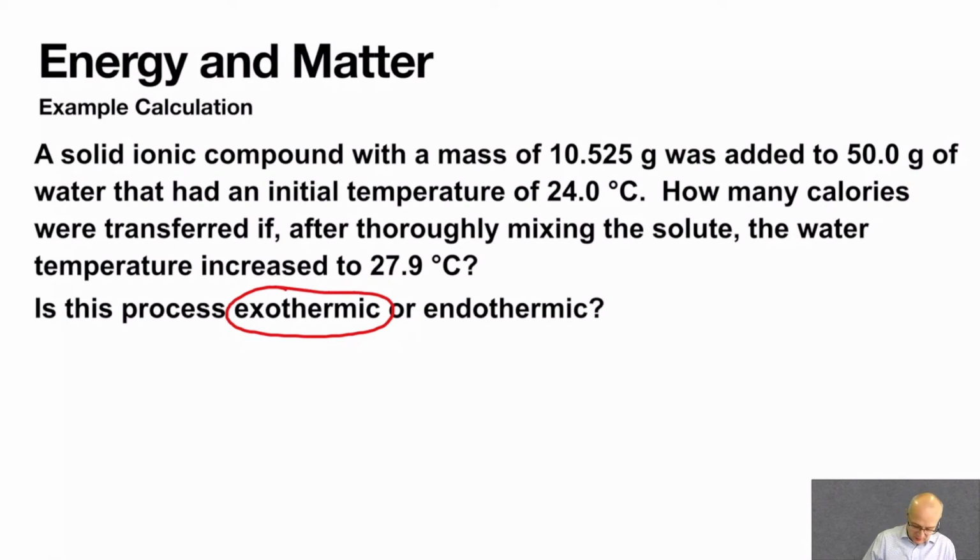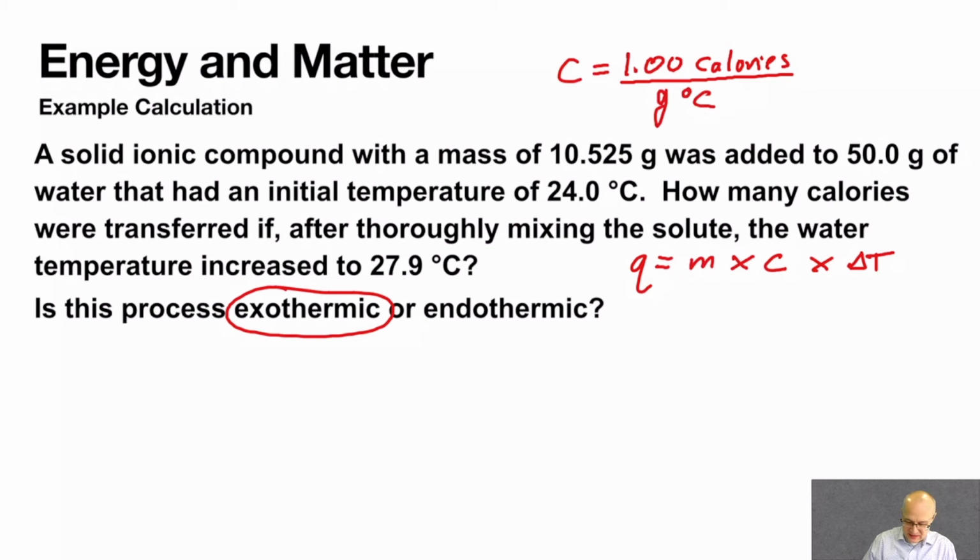Now, remember, Q equals mass times C times delta T. Well, the C is the heat capacity of water, because this is done in water, right? It doesn't say, but let's assume it's in water. 1.00 calories per gram degrees Celsius. So that's C. That's just going to be put in here. C is a constant, by the way. Every substance on this earth has a heat capacity. Water just happens to be 1 calorie per gram per degree Celsius.